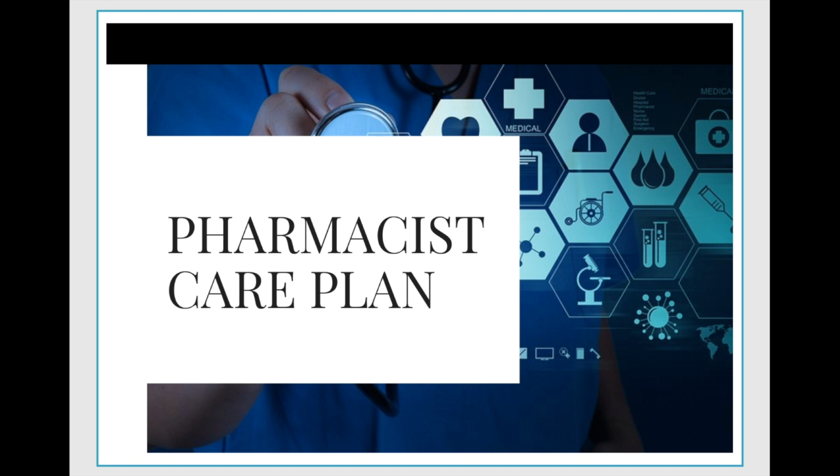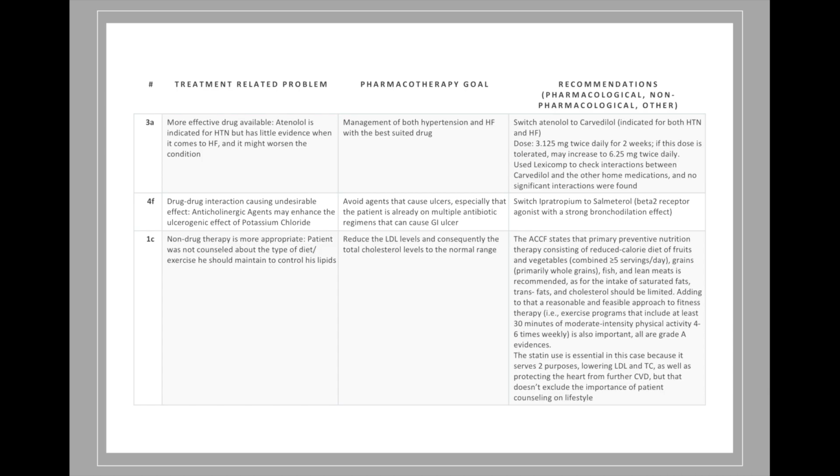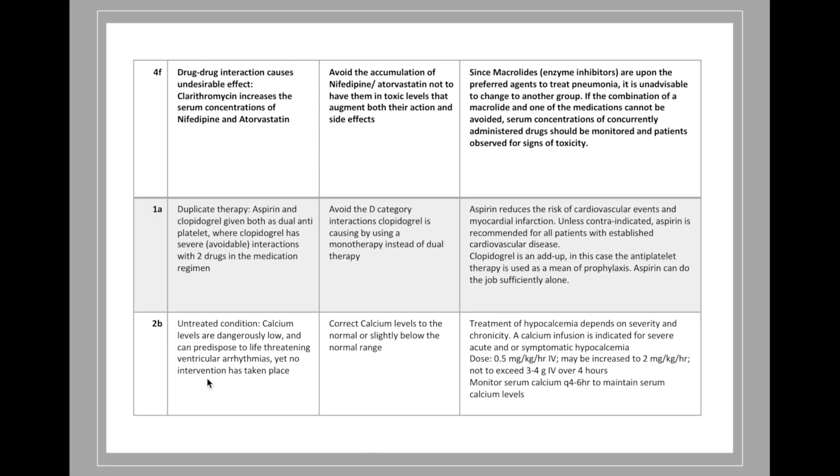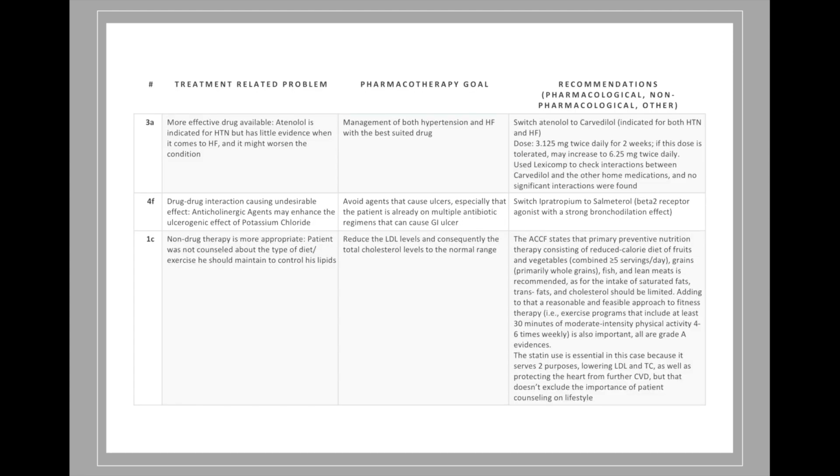And now we come to the final part of our presentation, which is the pharmacist care plan. We have several interventions that we could change, but the most important one, in my opinion, is the last one. The calcium levels are dangerously low, and so the intervention would be to give the patient 0.5 milligram per kg per hour, IV infusion over 4 hours. The other interventions that we can have is that we can change the drug atenolol.